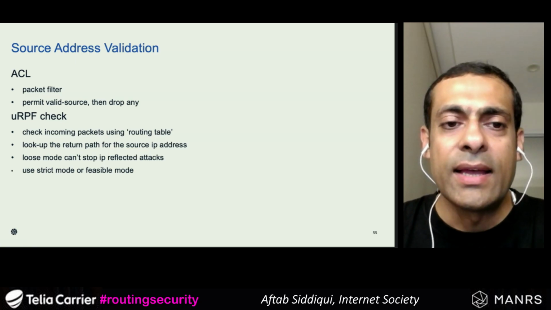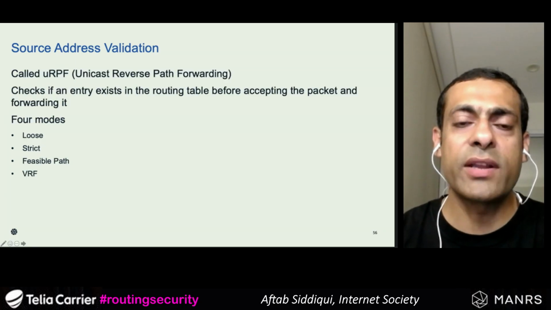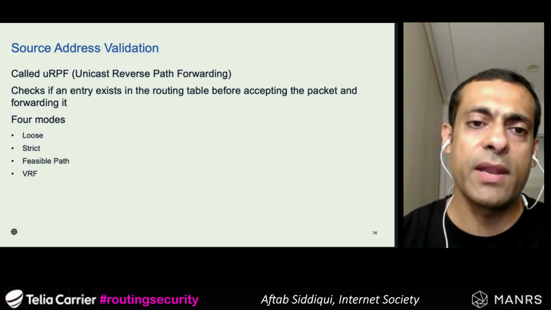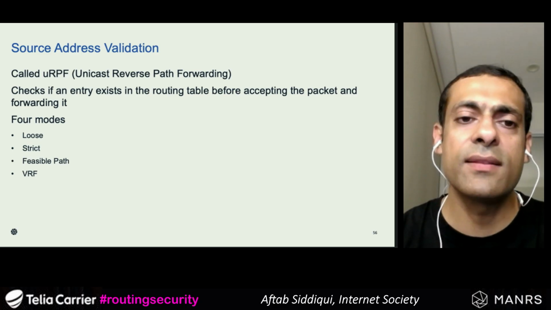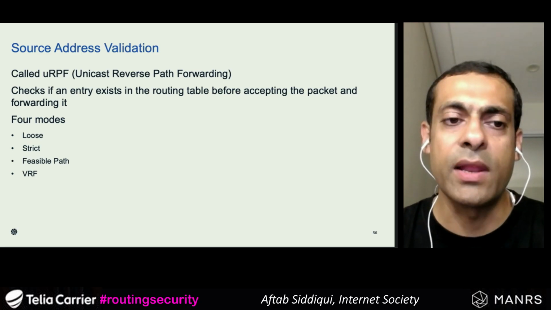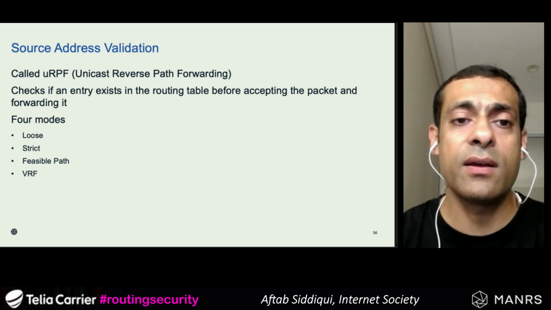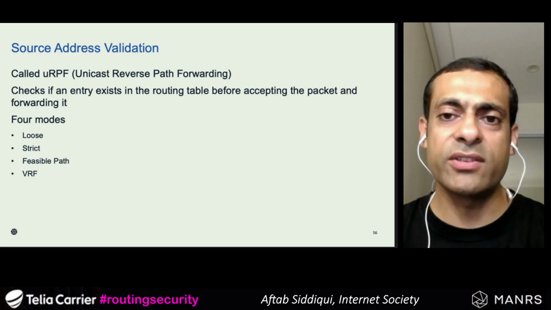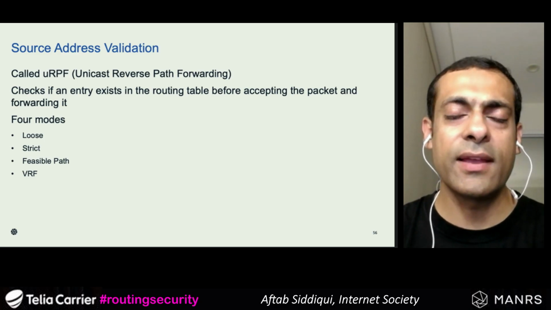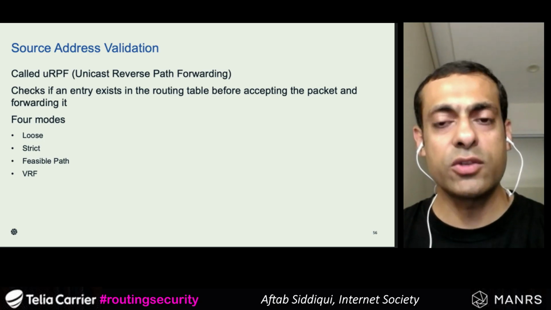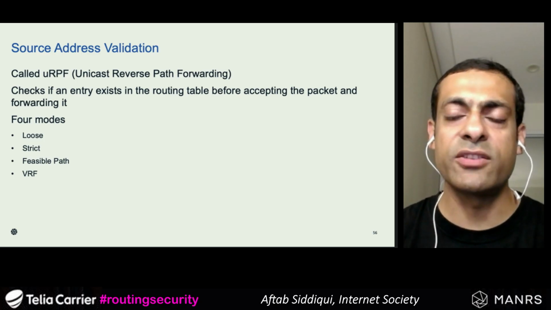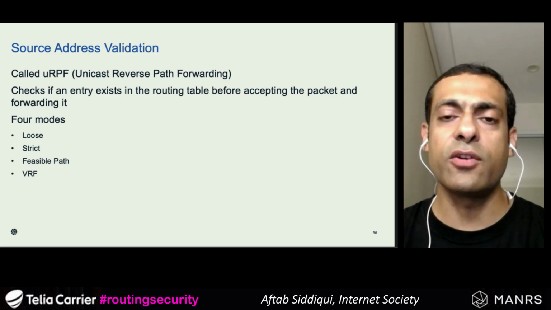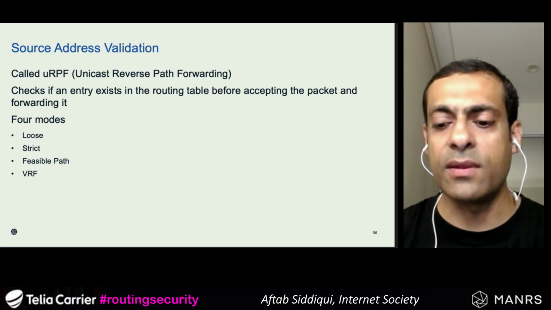There are multiple options in what type of URPF you want to do, whether you can do loose, strict, feasible path, and VRF. Depending upon the router vendor, there are multiple options available. So if you want to do the URPF, reverse path forwarding, it just makes sure that you are not accepting a bogus source address. You are also checking the source address field. But there are multiple options. You can decide which option works well for you with the specific vendor.